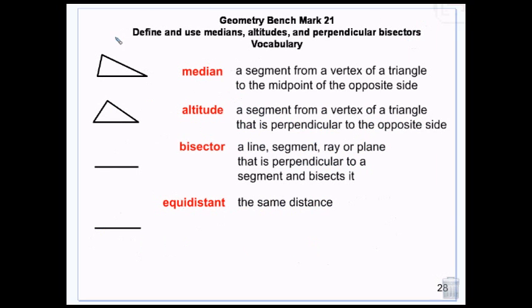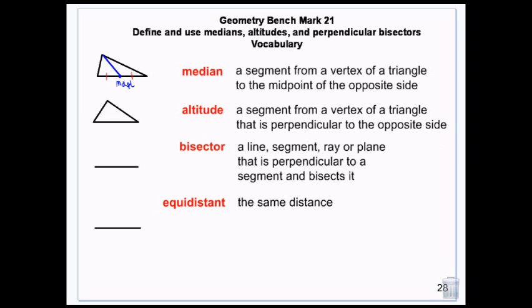Okay, so a median goes from a vertex to a midpoint on the opposite side. So that's like a median right there. Of course, it's a straight line when it's a real median. Actually, I don't want to make it blue. Okay, so being that this is a midpoint, these are going to be the same length. And every triangle has 3 medians, so it would have a median from this vertex to this side and this vertex to that side.